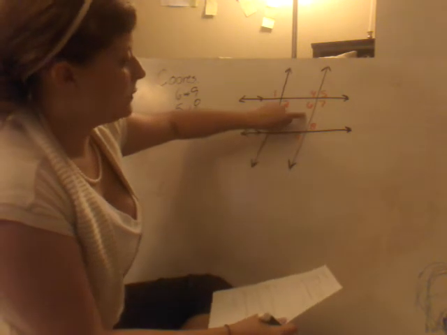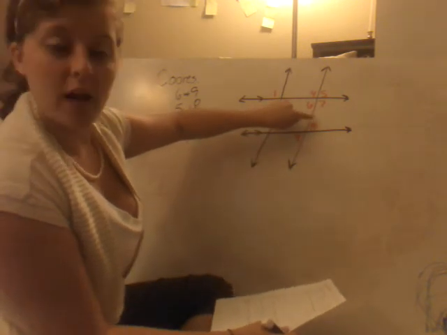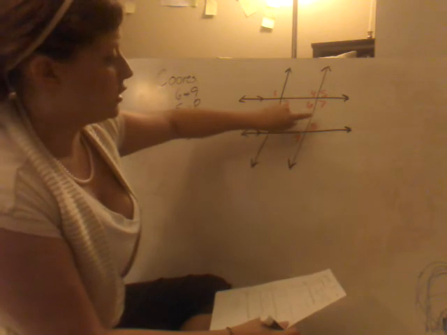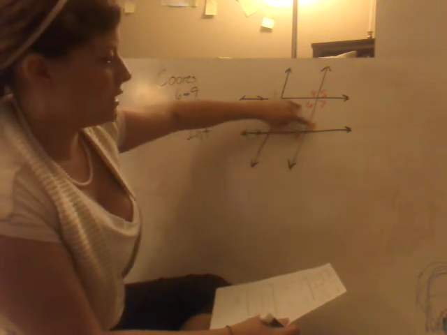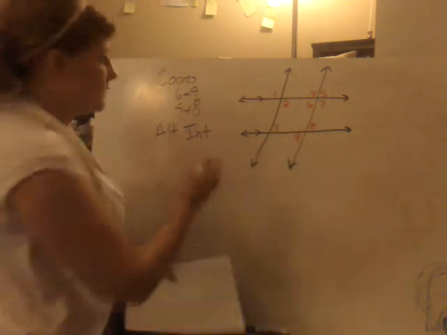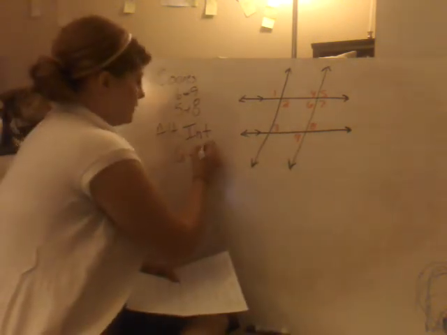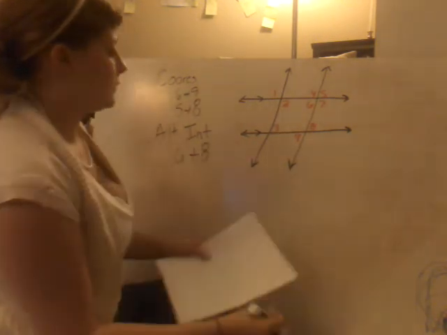When I look over here, I only have 3 interior angles on this line, so I look to see which ones are opposite, and I've got 6 and 8. They're the same measure, so that wins, 6 and 8. Okay.